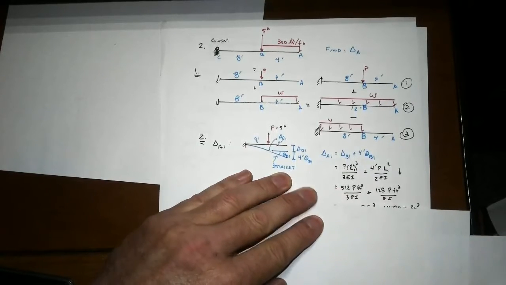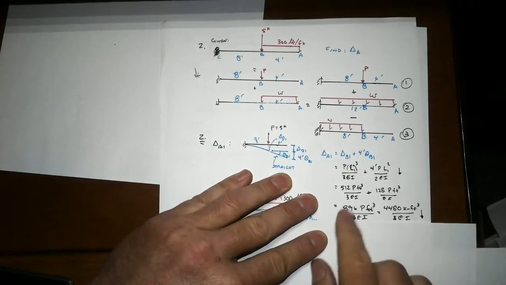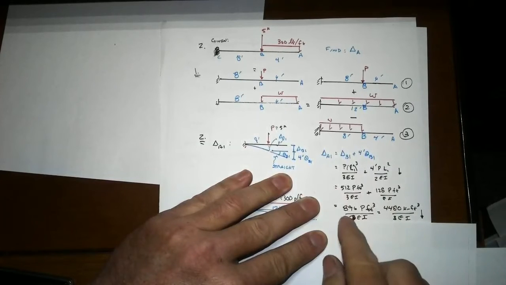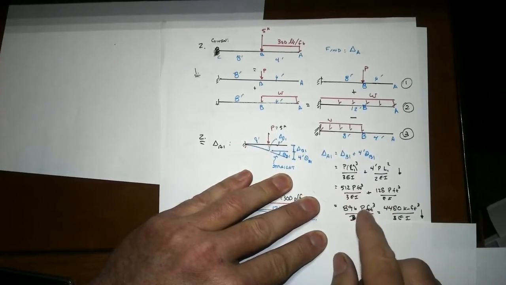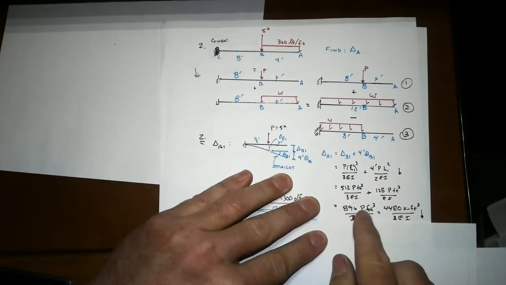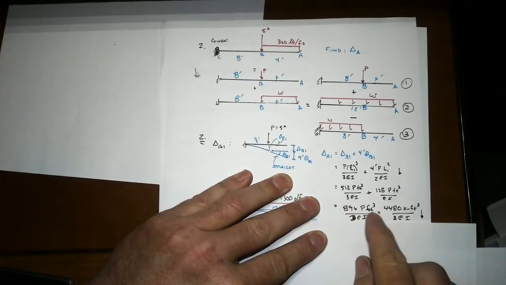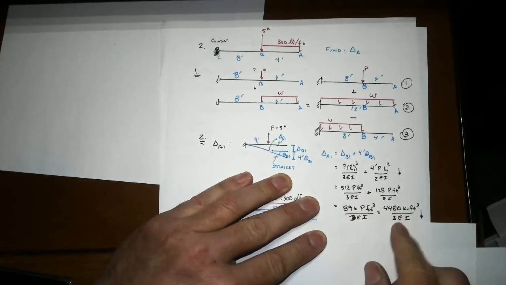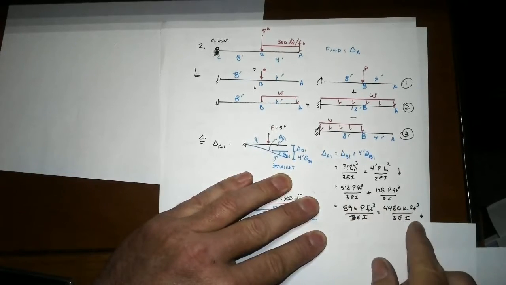I'll do that in the next step. And you end up then, when you put P equal to 5 kips, that you have 896 over 3 P. So I guess I did a little step in there, found the common denominator, etc. And then put in P equal to 5, and it's 4480 kip feet cubed over 3 EI.